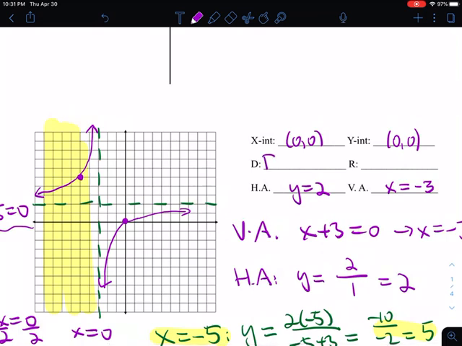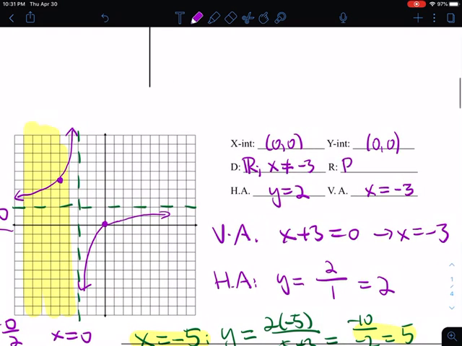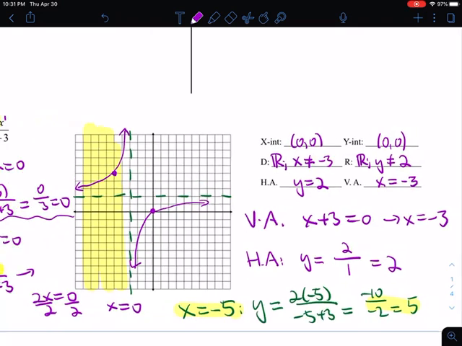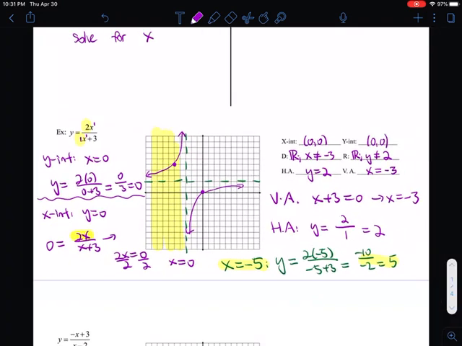And then lastly, let's go ahead and do domain and range. In this case, just like last time, domain will be all real numbers except some value. In this case, x cannot be -3 because we have an asymptote there. And then similarly for range, y is all real numbers except y cannot be 2 in this case. That's where the asymptote is.